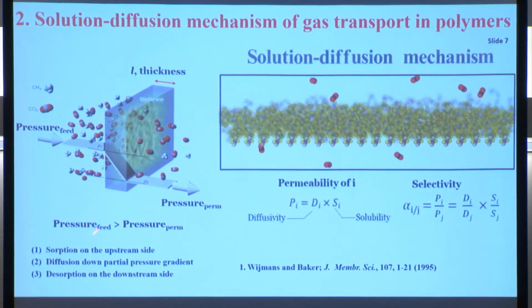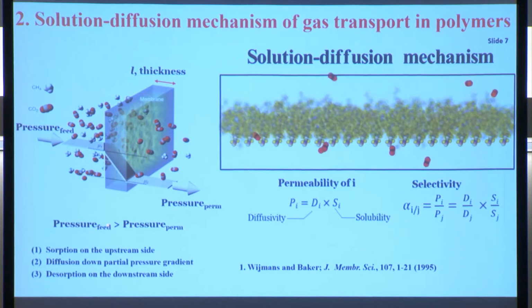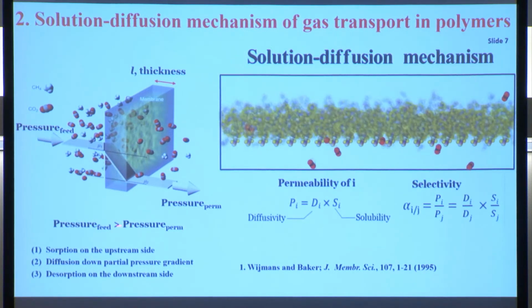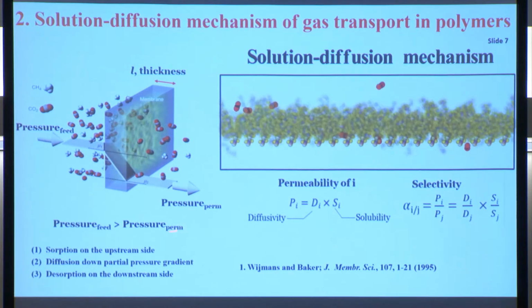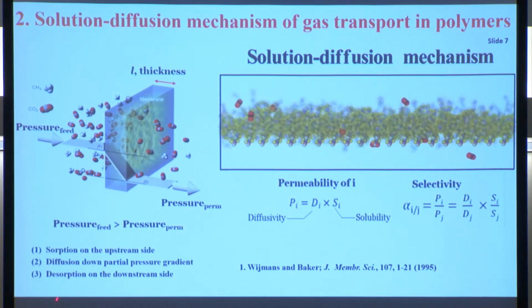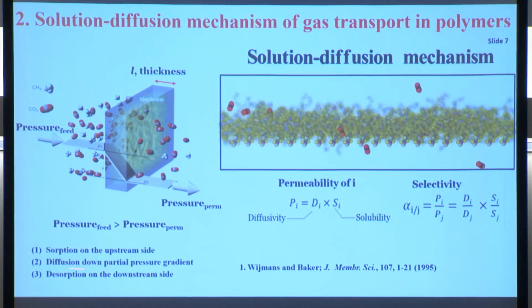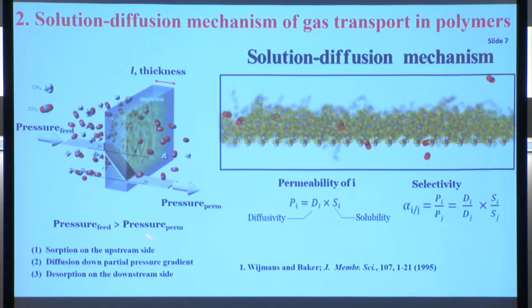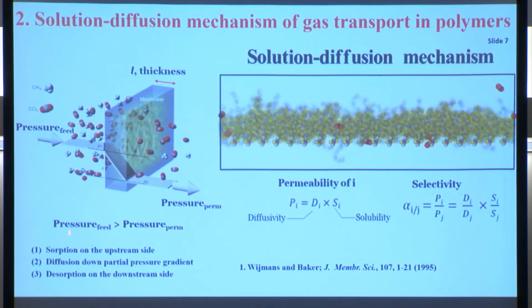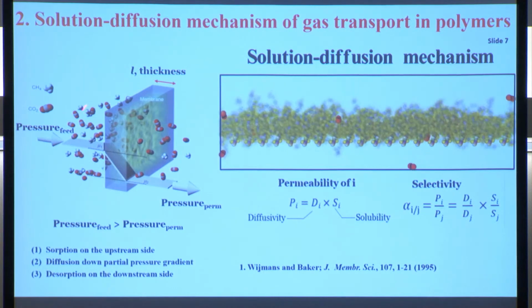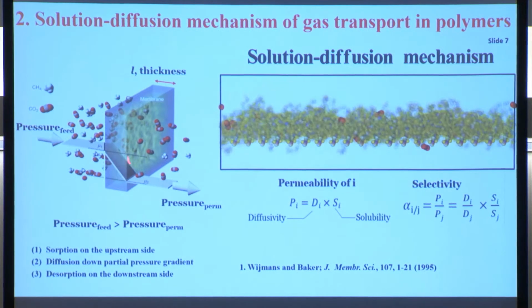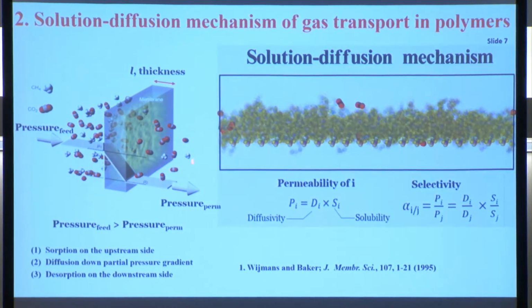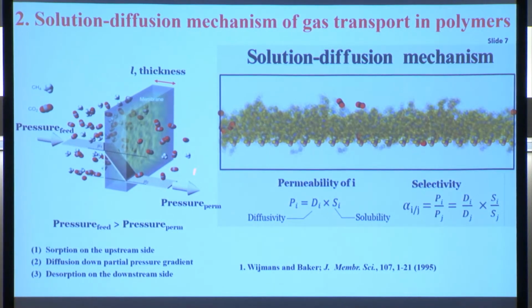For the condition, the pressure of the feed gas is slightly higher than the pressure of the permeate. This mechanism has several characteristics: the sorption on the upstream side, the diffusion down the pressure gradient, and the desorption on the downstream side.